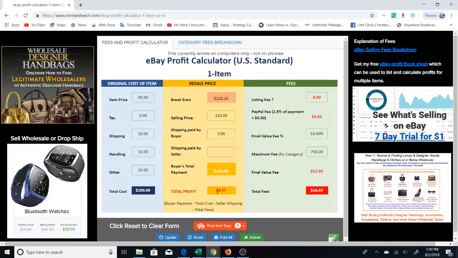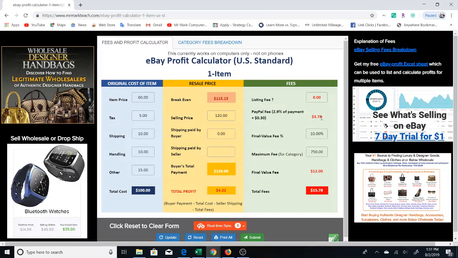So from there, we calculate your total profit. And that is how this calculator works. I will just quickly demonstrate to you that if the shipping was paid by the seller, this would change things. If I subtract the shipping paid by buyer, this will change my break-even because it changes the buyer's total payment. If the buyer's total payment is less, which is now $120, the fees change.